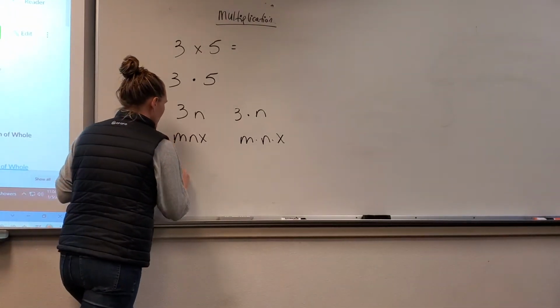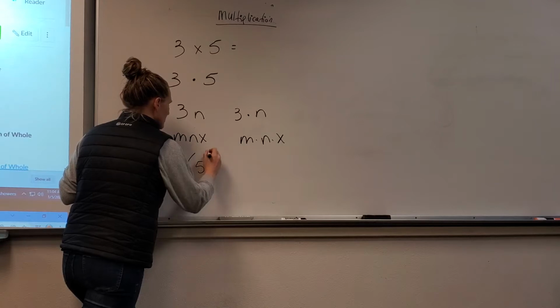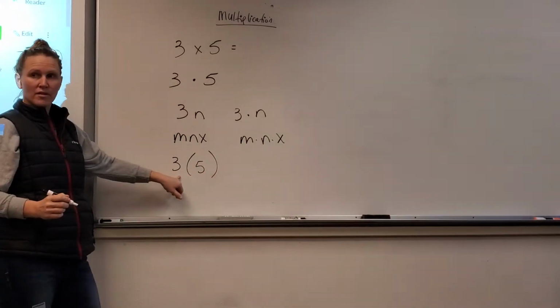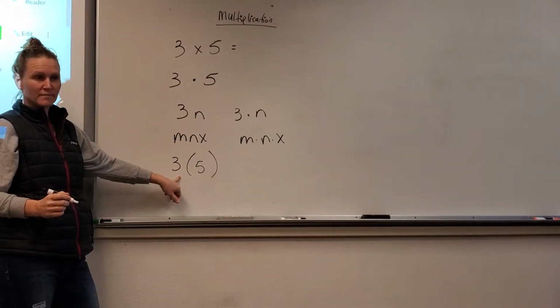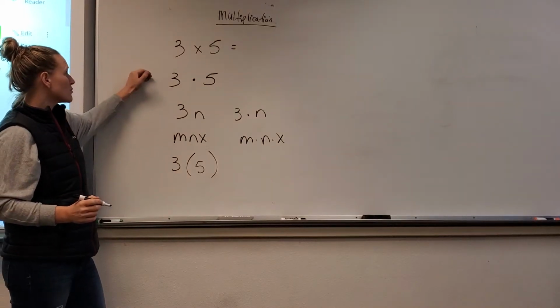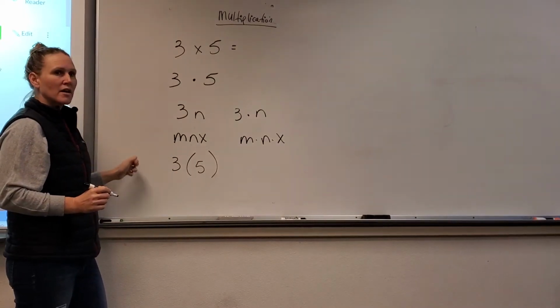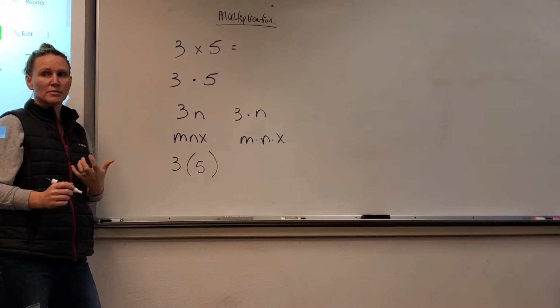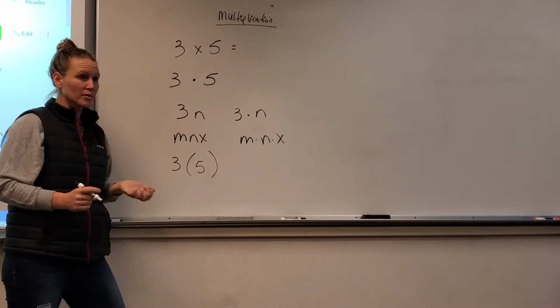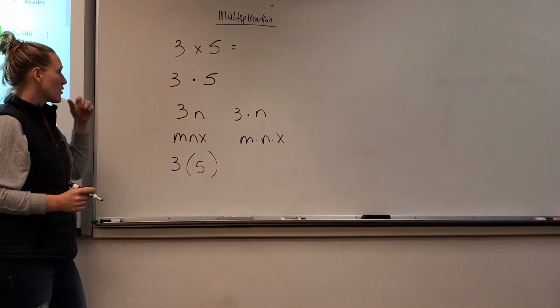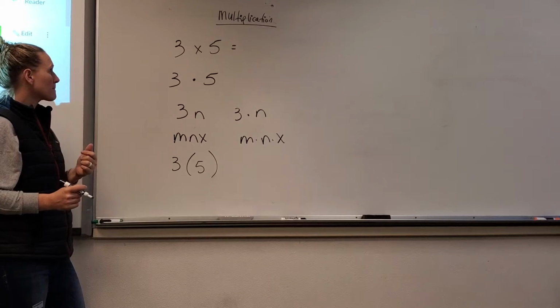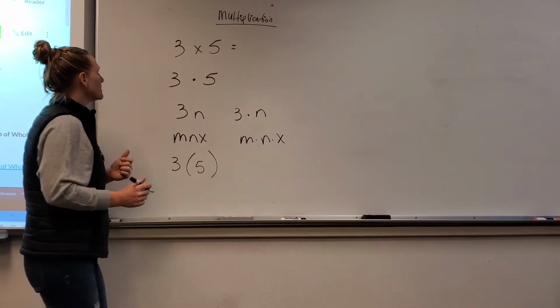Also, if there are parentheses around a number, that means multiplication. So all of these ways we will see throughout the quarter, and that tells us that we are having to multiply 2 numbers or 3 numbers together. So file those away.